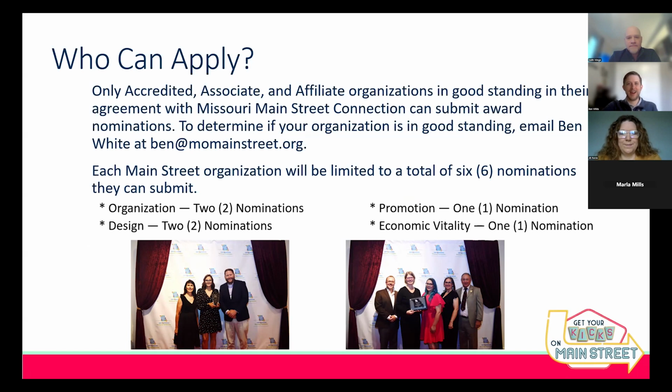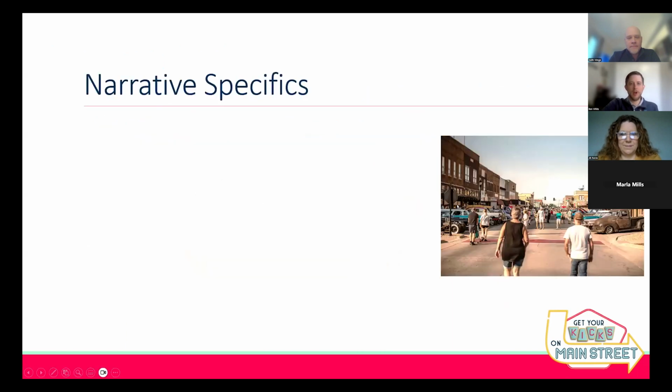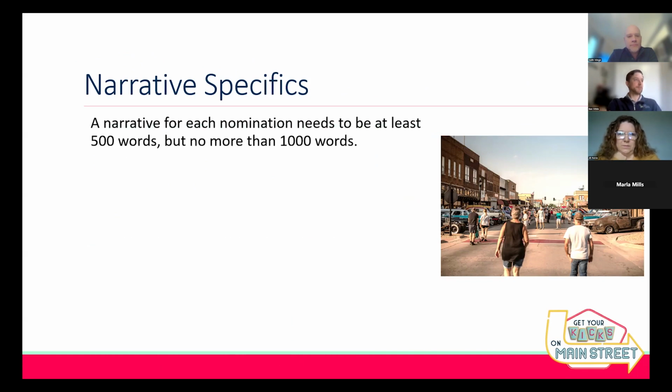Yes, thank you. Let's talk about what actually goes into those award nominations themselves. So what specifics go into that narrative? Each one of them has a different set of criteria on what makes for a good narrative, but these are some of the basics. Each narrative should be at least 500 words, but no more than 1,000 words. So be succinct in telling your story for why that project, that event in your community, in your downtown is worthy of that award using those parameters.